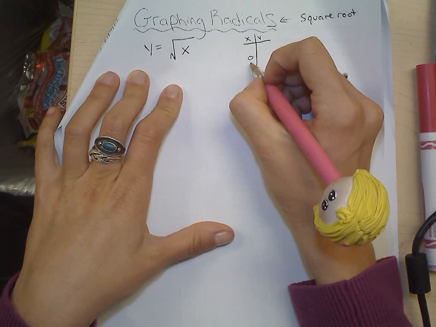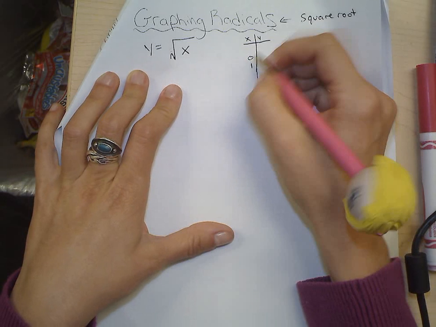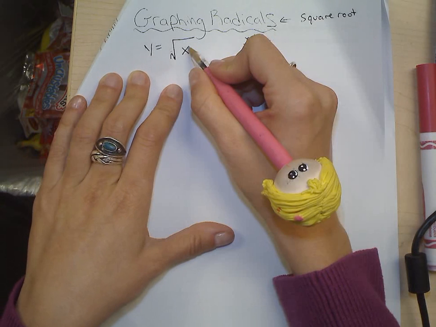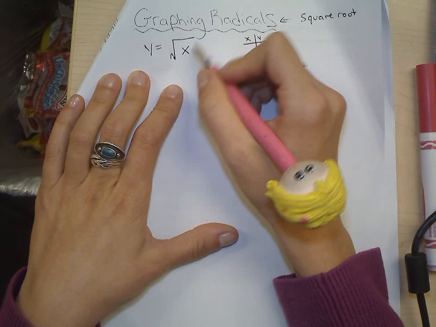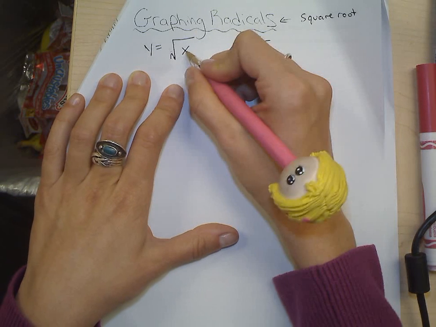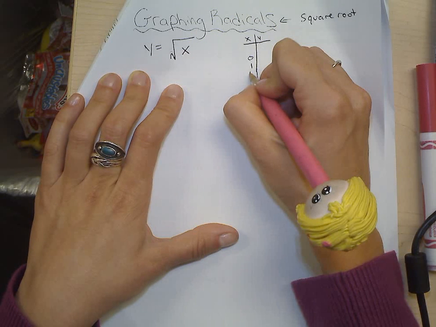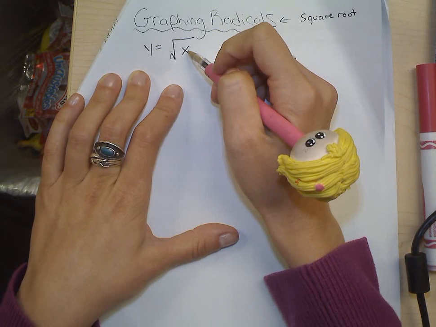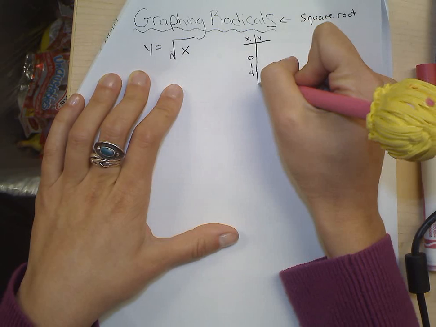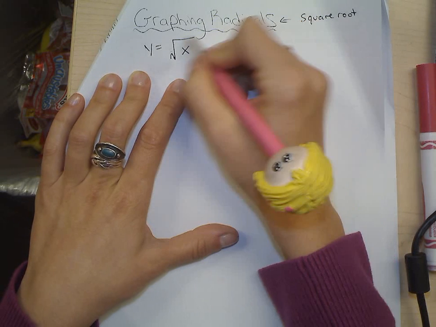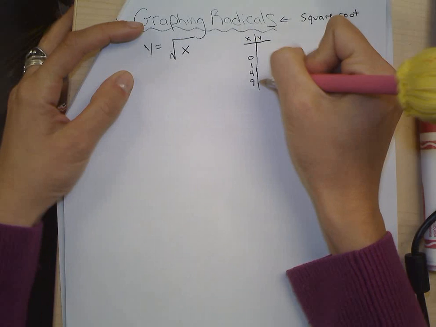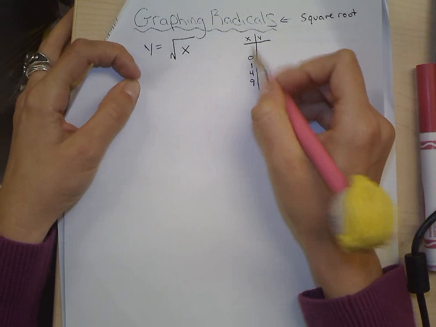So I'm going to say 0, 1, and then I'm purposely going to say perfect squares to make it easier for me to graph. So I know 2 squared is 4, so if x is 4, the square root of 4 would be 2. And 3 squared is 9. So I'm going to say x is 9, because the square root of 9 would be 3. Okay, so I'm going to plot these 4 points.